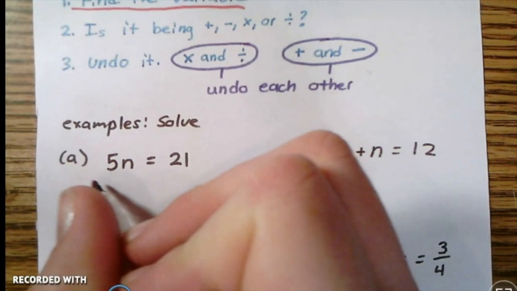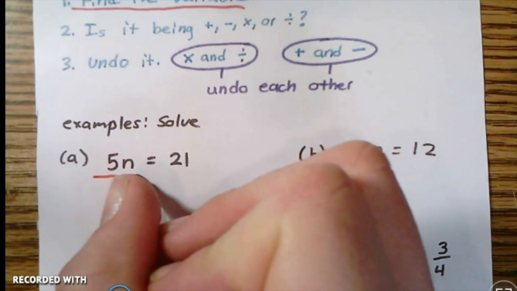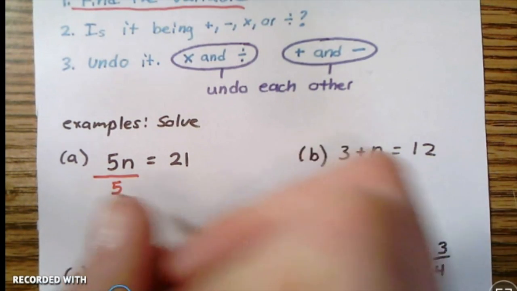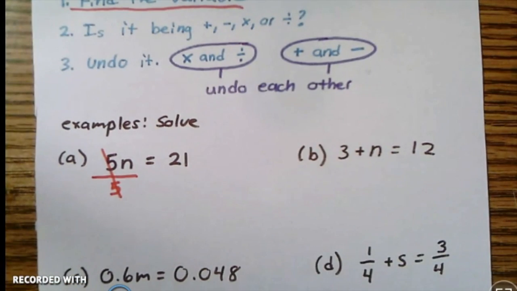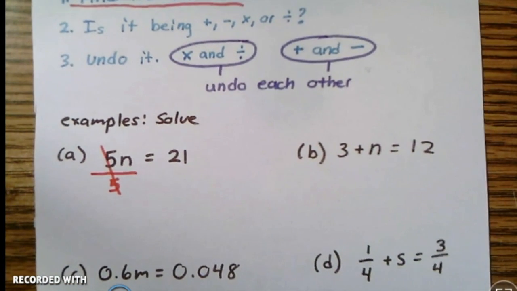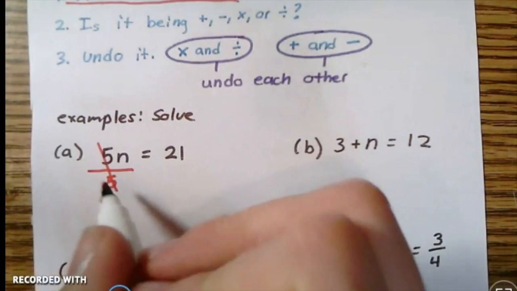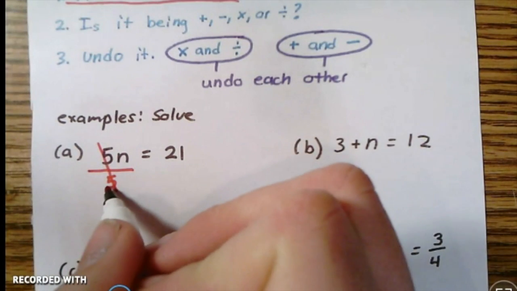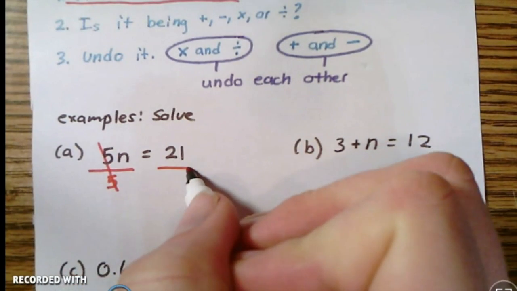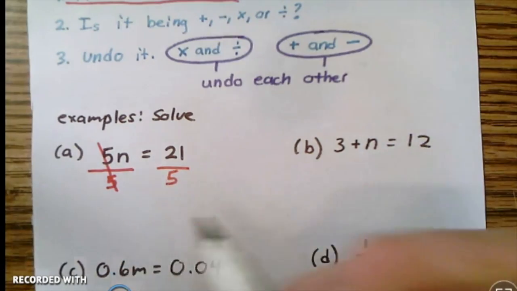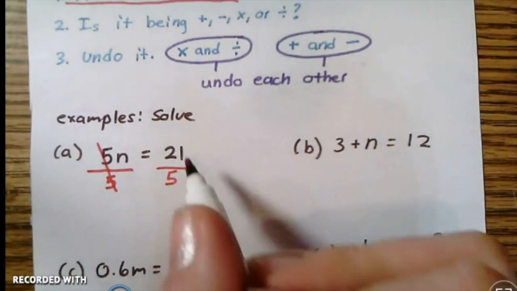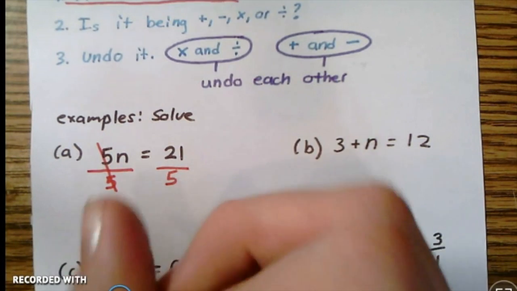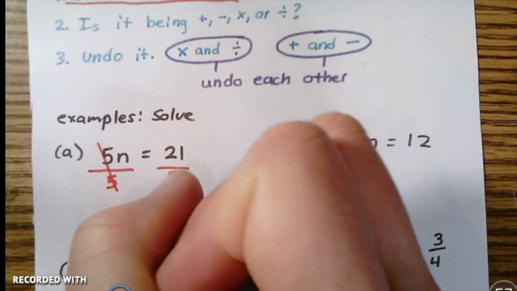With division. So the way we're going to show that from now on, draw a line, write the 5. This means divided by 5, and I'm going to cross them off. That tells me that that's gone, and it helps me keep track of what I've done. Whatever I've done to this side of the equation, I've got to do to this side too. So I divided by 5 here, I divide by 5 there. Now I have 21 divided by 5. Okay, and I will do that.